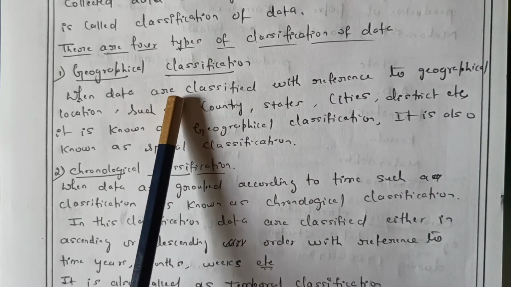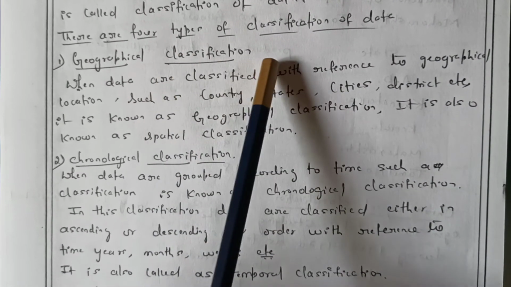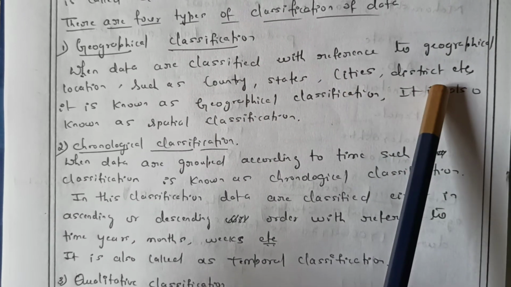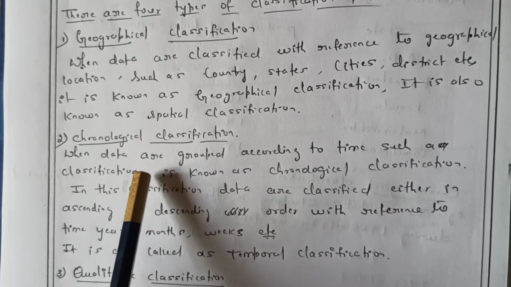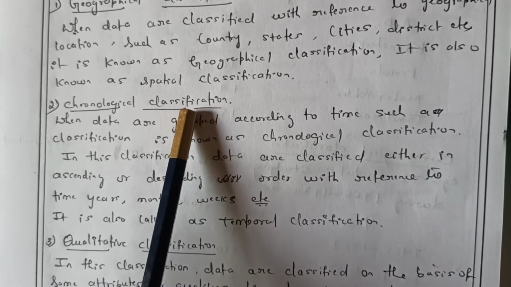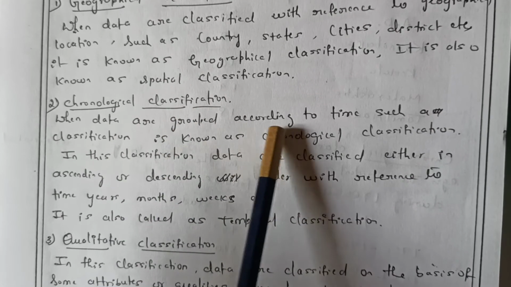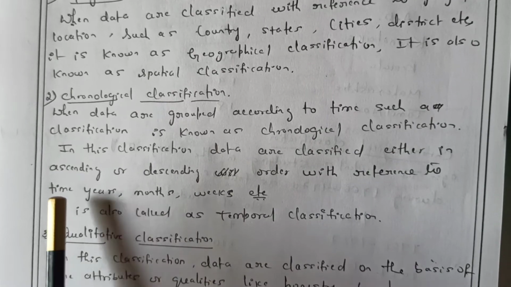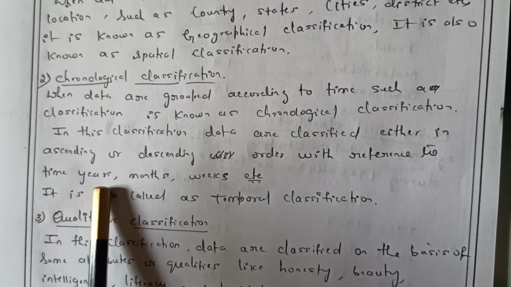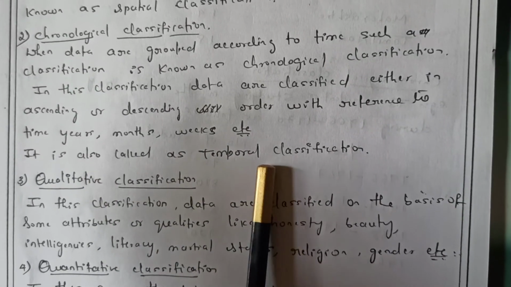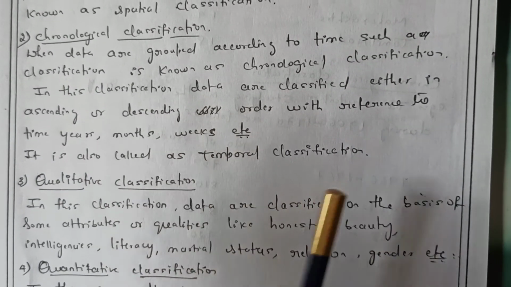The first one is geographical classification, which depends upon the place like country, states, cities, district, etc. Next one is the chronological classification. Chronological classification means you can classify the data according to time. Here time may be years, months or weeks also. This is also called the temporal classification.